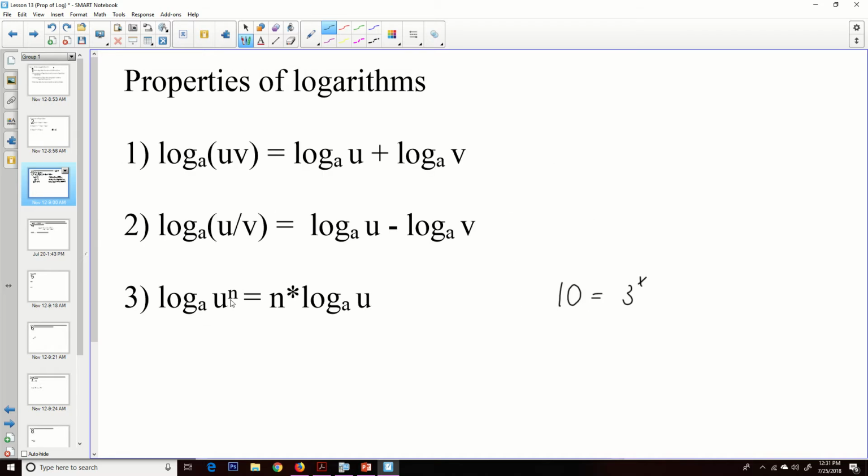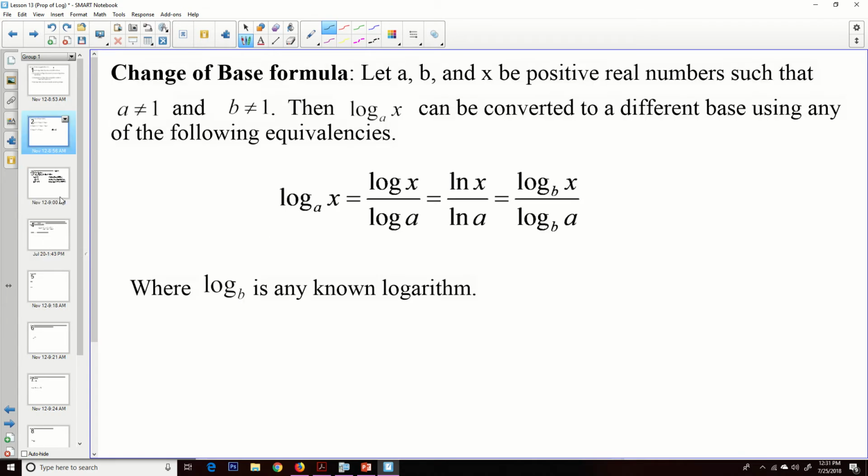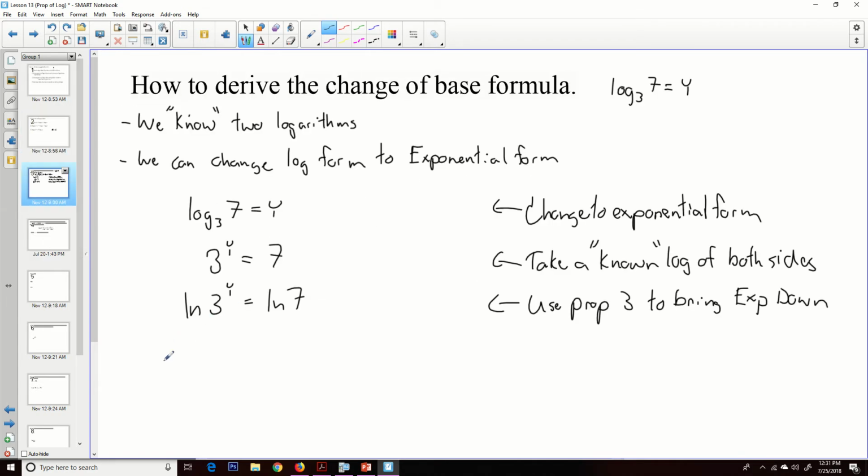Since I have the logarithm of an exponential, I can bring that exponential down. So we want to do that. And so I'll have y times the ln of 3 equals the ln of 7. Now both the ln of 3 and the ln of 7 are calculable values. You can put it into your calculator.